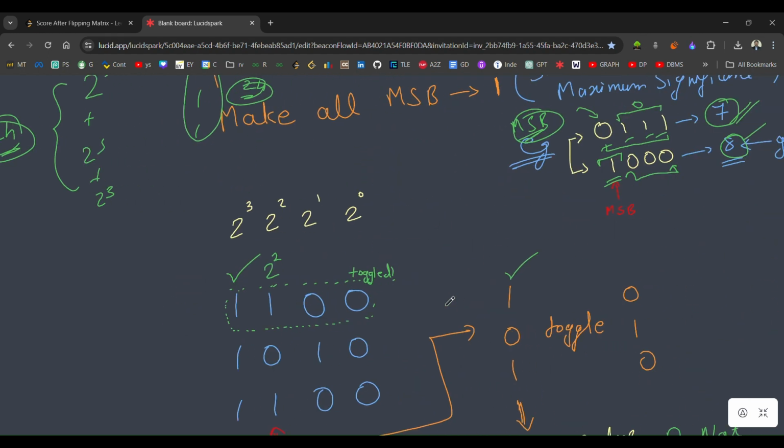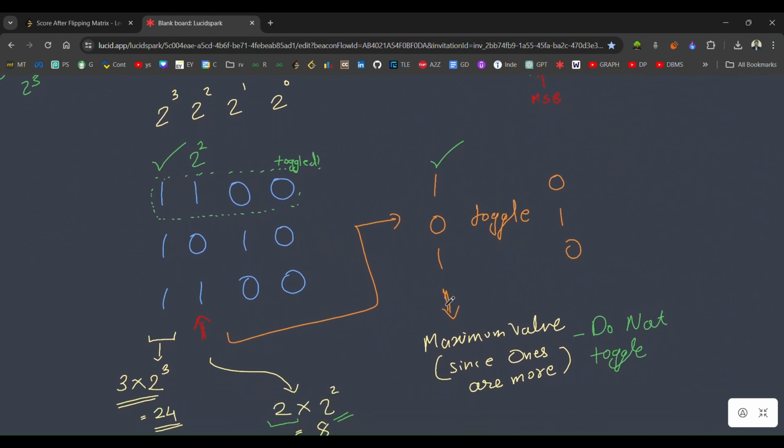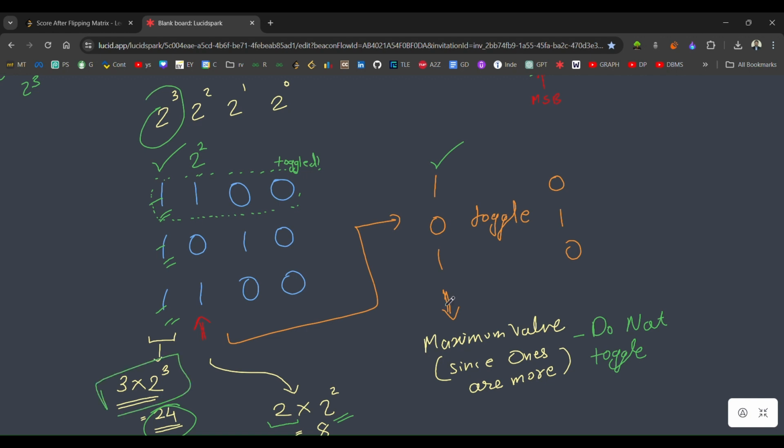So now let's focus on the second column. This will give 24. Why? Because we have converted all this into 1. We can imagine these all values as 2 raised to power 3. So after summing them up, I will be getting 24, right? Now focus on this column. In this column, 101 is present. How many ones are there? Two ones are there. How many zeros are there? Only one zero is there, right? So these values will be replaced by 2 raised to power 2.